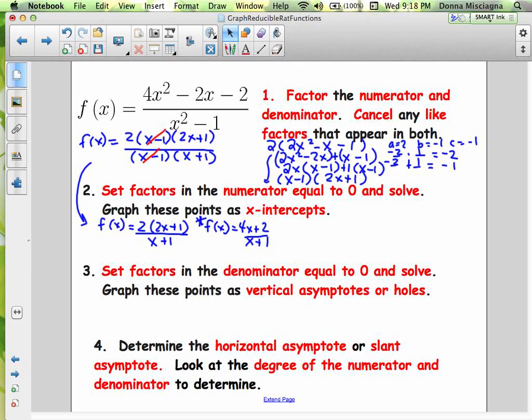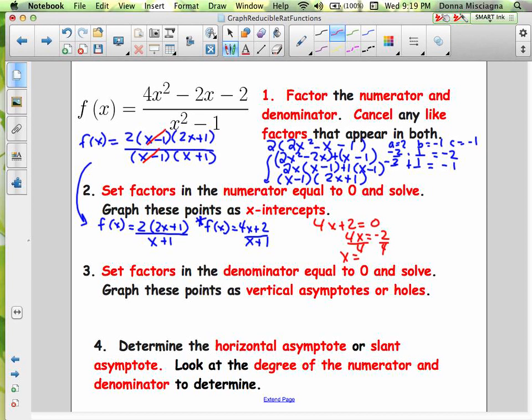All right. So now let's find the x-intercepts. A fraction is equal to 0 when the numerator is equal to 0. So we're going to set 4x plus 2 equal to 0. So subtract 2 from both sides. 4x is -2, and divide by 4. X is -2/4 or -1/2. So we have an x-intercept at the point -1/2, 0.